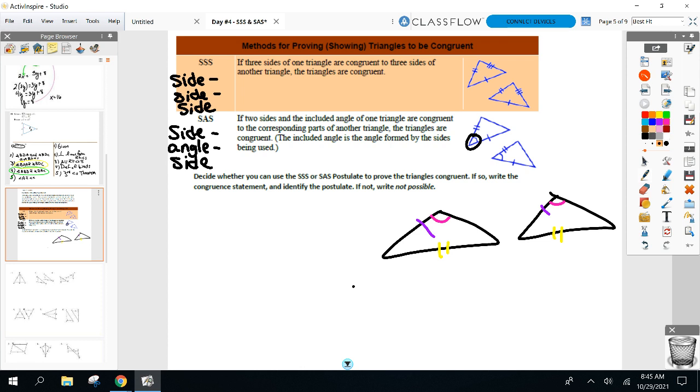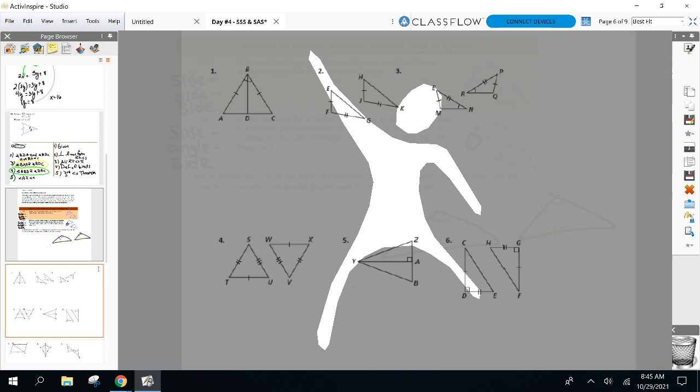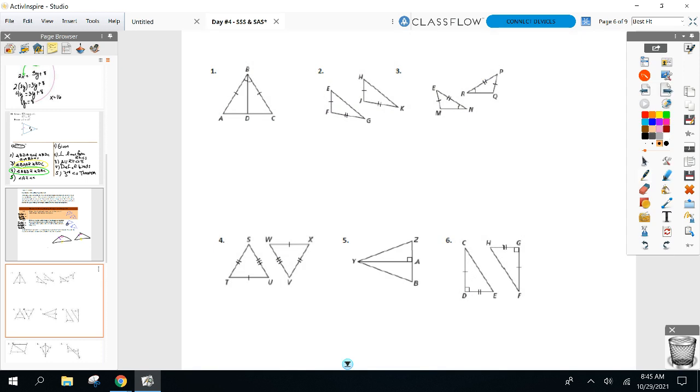You guys good on these 2 methods? Before we're going to practice the heck out of them. So even if you're not good, you'll get good. All right. So what I want to do right now. Oh boy, I guess I got to stop right now. God, we're just on fire. Side, side, side, side, angle, side, and then this happens.